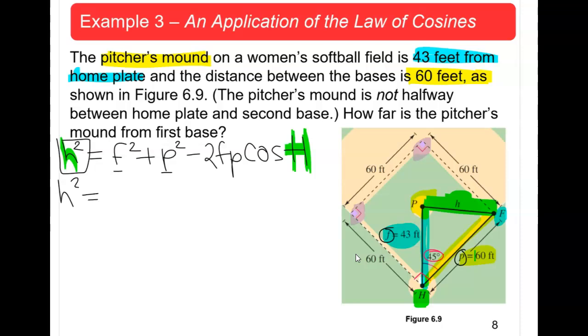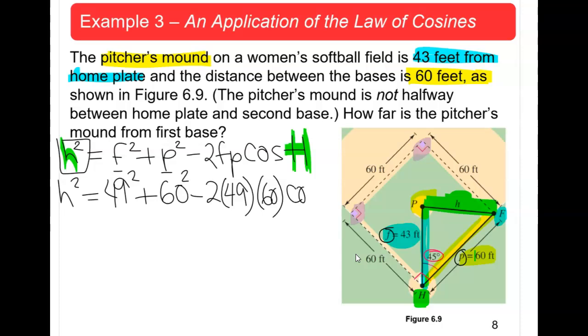So let's go ahead and substitute what we have. So h squared is equal to f squared, so that will be 43 squared plus 60 squared minus 2 times 49 times 60 times the cosine of the angle that we see here, which is 45. Remember, it's 45 because it is half of 90. The line from here to here is bisecting the 90-degree angle. So half of 90, 45. Okay, so we're going to enter all of that.